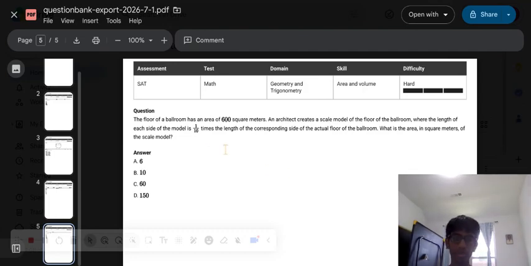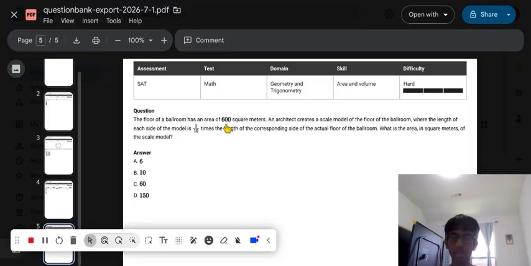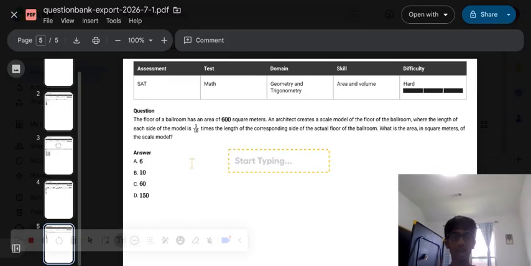Okay, so, oh yeah. We can just assign arbitrary values for each side of our ballroom. So 60 is the total area. So that means that the sides of the ballroom could be 10 and 60, right? It doesn't matter. So this is our ballroom. So each side of the model has 1/10 the length of that. So you have to divide both our lengths by 10.